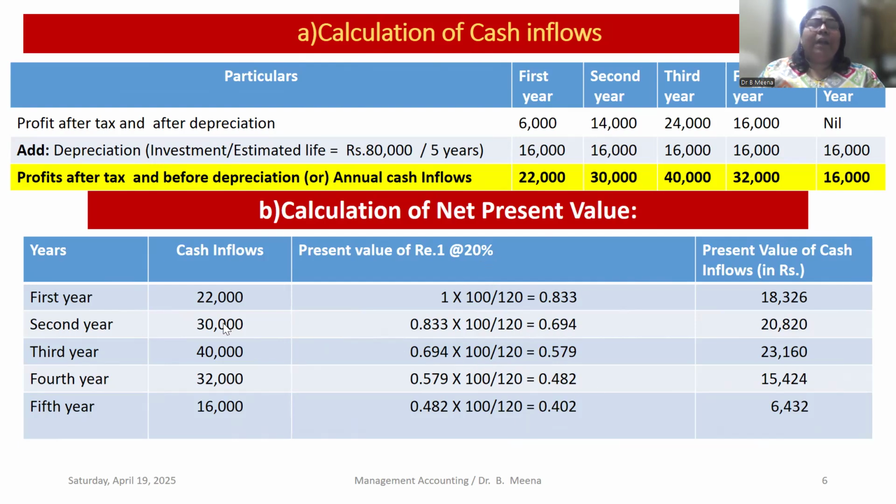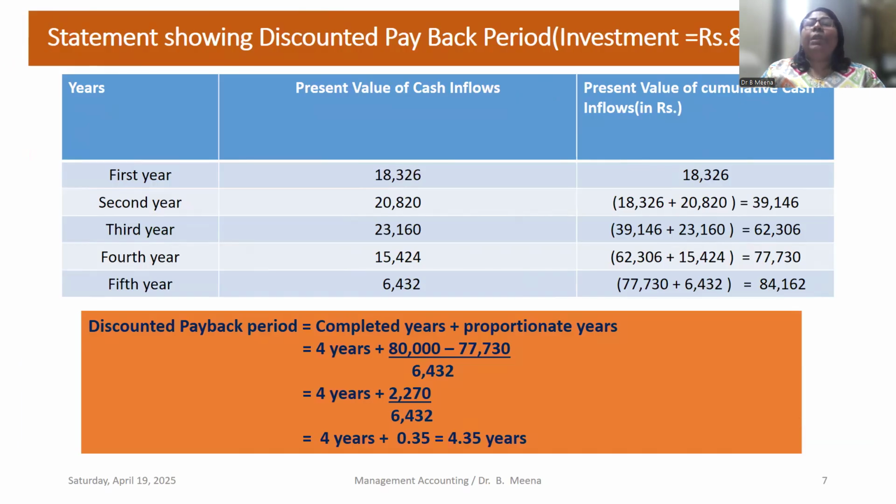Then multiply all these values with the cash inflows. You will come to know the present value of the cash inflows at 20% for 1 rupee. Then I need to work out the cumulative cash inflows for each and every year. 18,326 for the first year, and this 18,326 plus 20,820 will give 39,146. 39,146 plus 23,160 is the cumulative cash inflow for the third year, 62,306. And this 62,306 plus 15,424 is the cumulative cash inflow for the fourth year. Likewise, I am able to calculate till the fifth year.